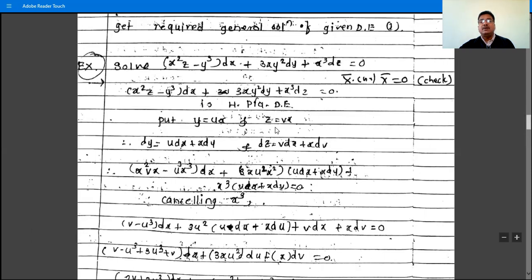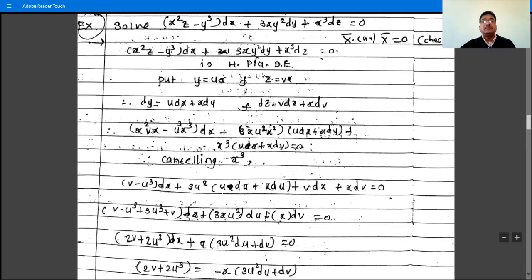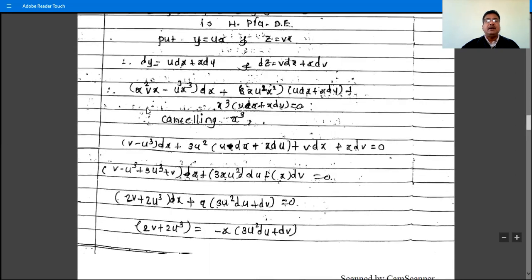If we substitute y is equal to ux and z is equal to vx in this example, what do we have? We have the transformed form: x square times vx, the value of z as vx, minus y cube, which means u cube x cube, dx plus 3x times y square, and y square is u square x square, times the value of dy as u dx plus x du, plus x cube times the value of dz, which is v dx plus x dv, is equal to 0. So if we cancel x cube, then what we have?